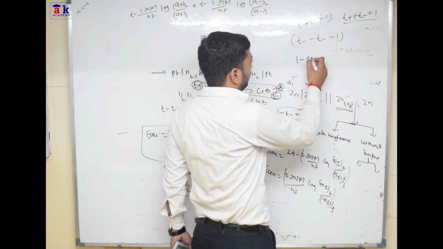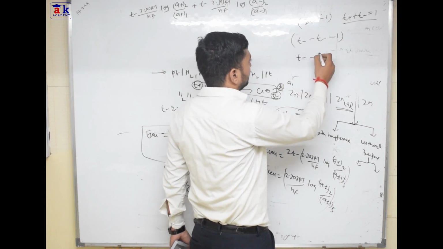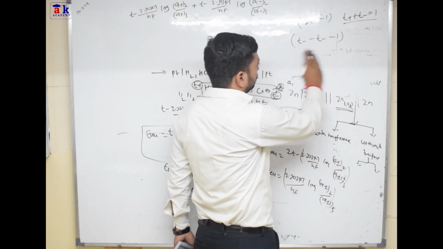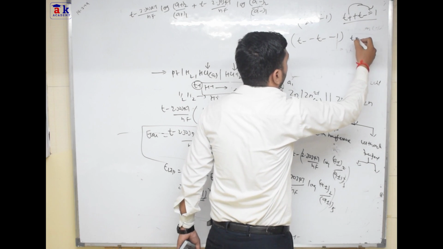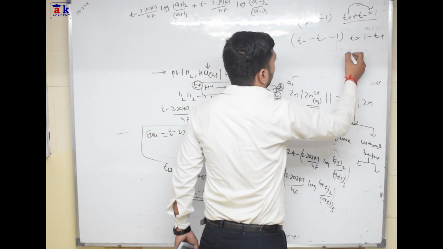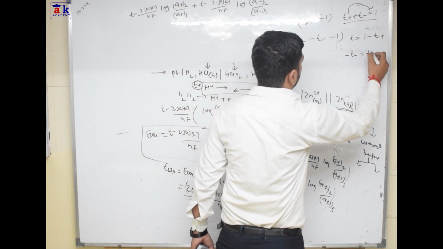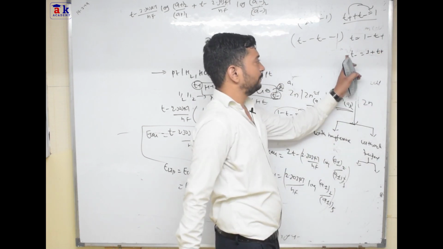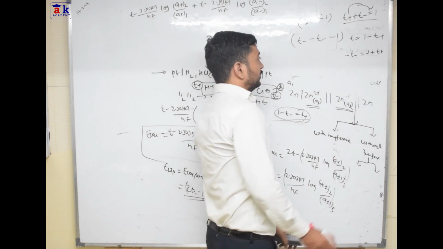So here it will be 1 minus t plus. Let me write it over here. So t plus will come this side, so t minus will be equal to 1 minus t plus. If I take it as minus t minus, this will become 1 plus t plus. Minus t minus will be equal to 1 plus t plus.